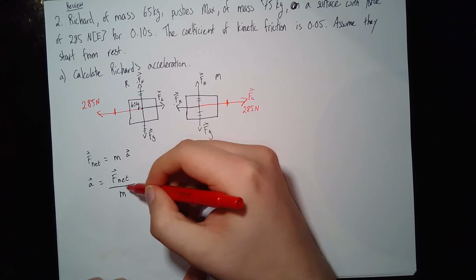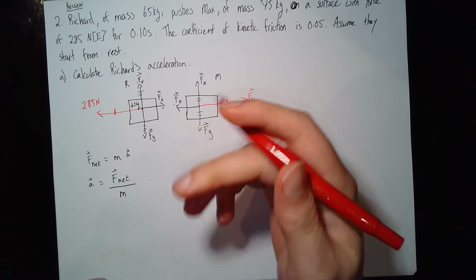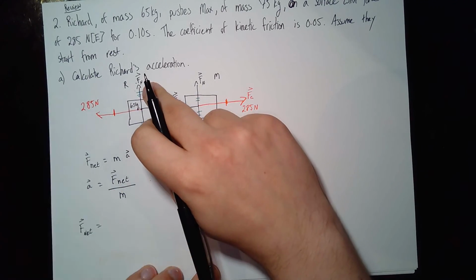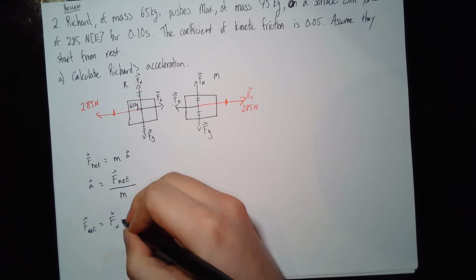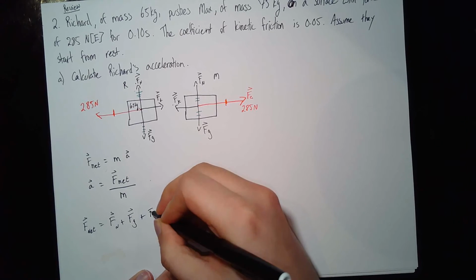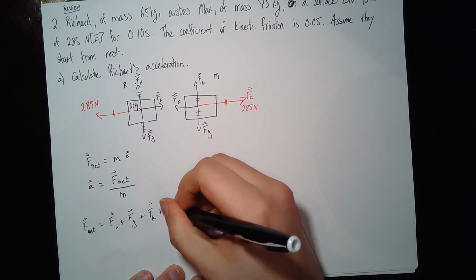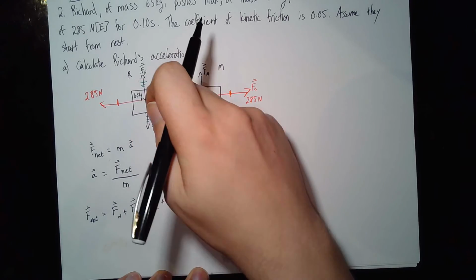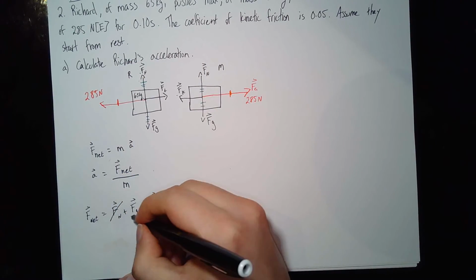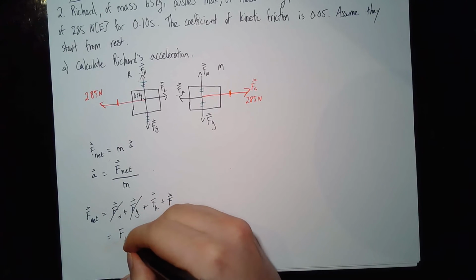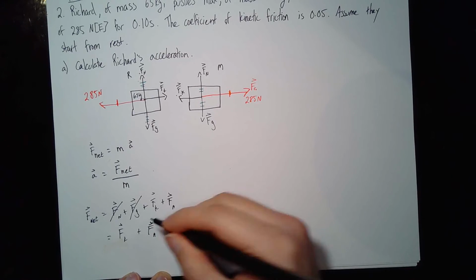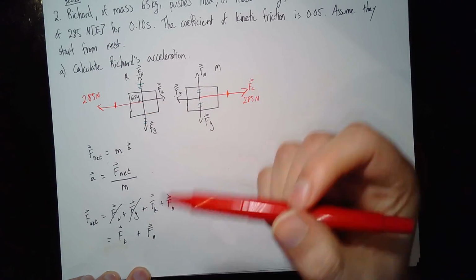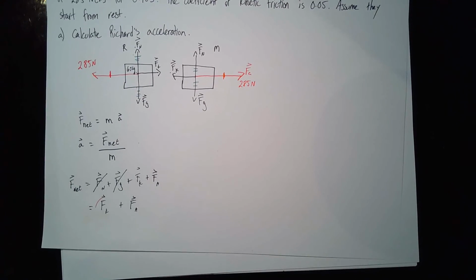And so now the next step of this problem is going to be to figure out what the net force is. So the net force acting on Richard is going to be equal to the normal force plus the force of gravity plus the force of kinetic friction plus our applied force, right? Okay, and so we know that the normal force and the gravitational force are in equal and opposite directions acting on the same object, so these are going to cancel each other out, and so we're left with the force of kinetic friction plus the applied force. Now, of course, the applied force we know is just given to us. It's 285 newtons to the west. Now what we need to do is find this force of kinetic friction.